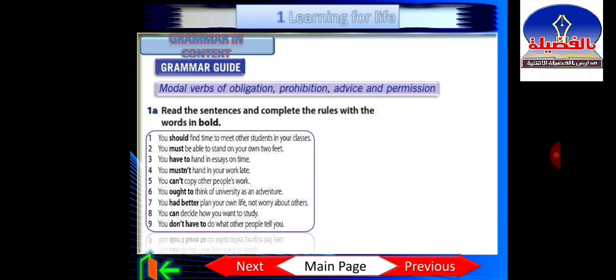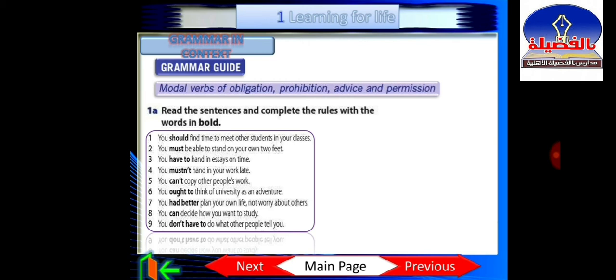4. You mustn't hand in your work late. لا يجب أن تتأخر في تقديم أعمالك. 5. You can't copy other people's work. Can't غير مسموح. 6. You ought to think of university as an adventure. Ought to ينبغي أن. It's in usage similar to should. 7. You had better plan your own life. You had better من الأفضل أن أو ينبغي أن.